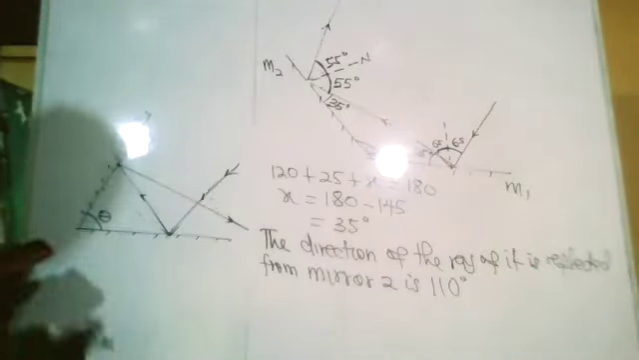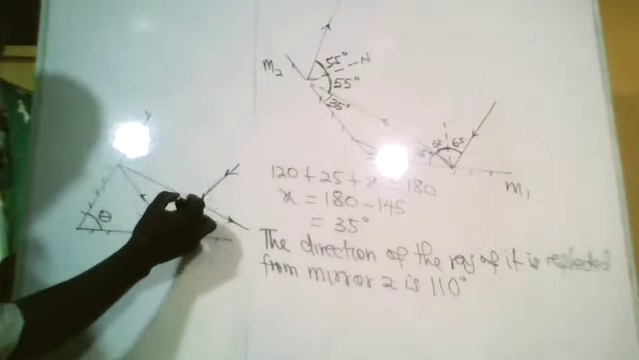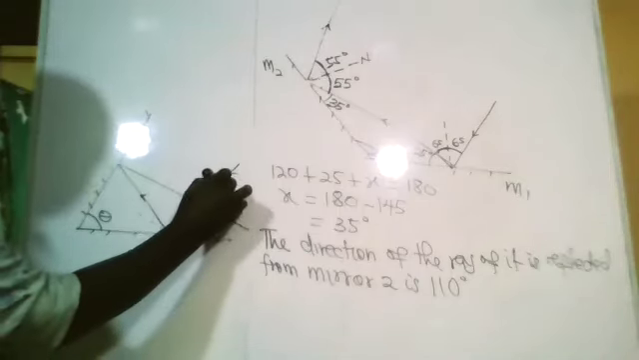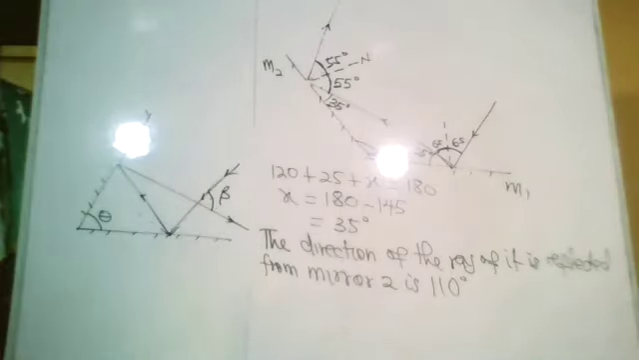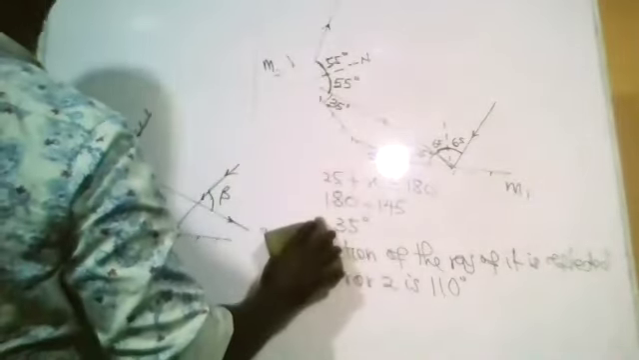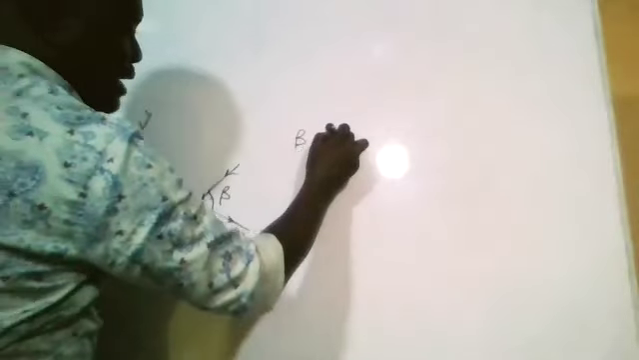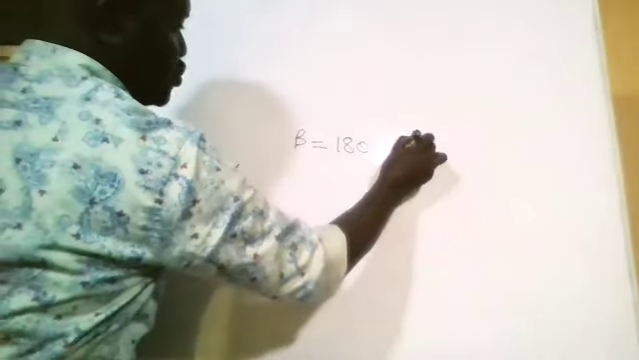Okay. So, incident, and this angle is beta. The instruction is that we have to show that beta is equal to 180 minus 2 theta. So this is theta. So this is what we have to prove. Beta is equal to 180 minus 2 theta.